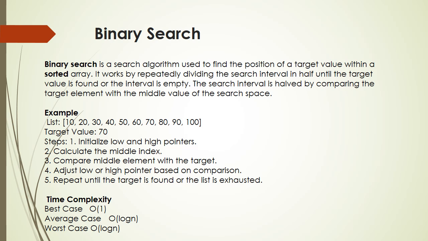Now both low and high pointers are at index 6. Calculate the middle index: (6 plus 6) divided by 2, which gives 6. The element at index 6 is 70, which matches our target value. We can say that the target value 70 is found at index 6 in the list.